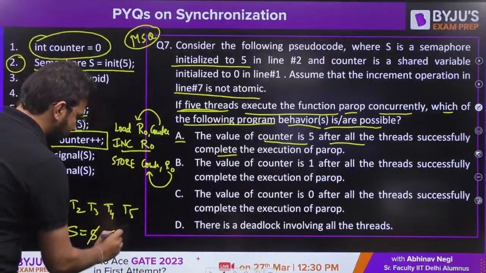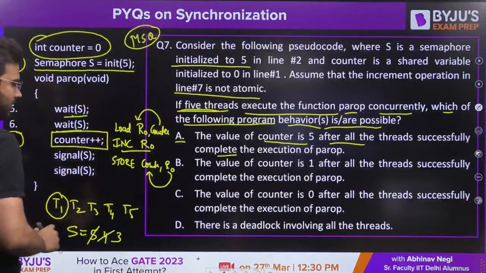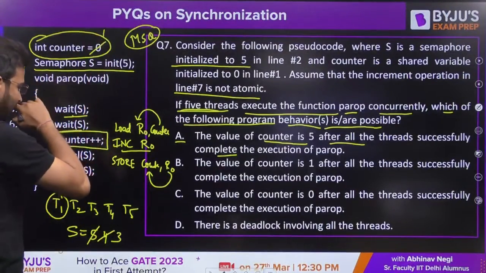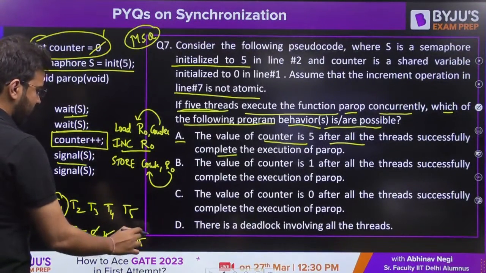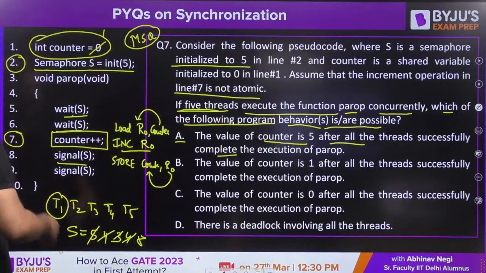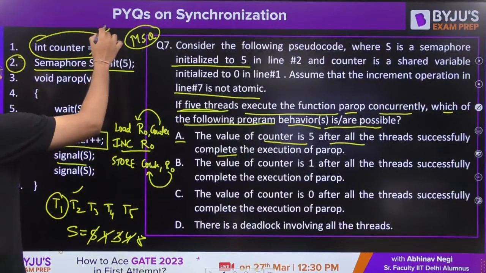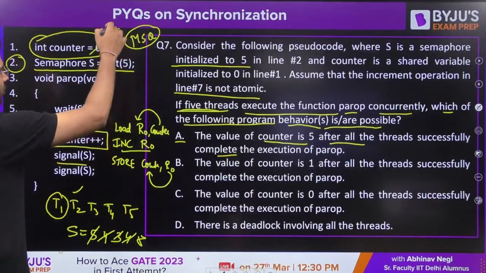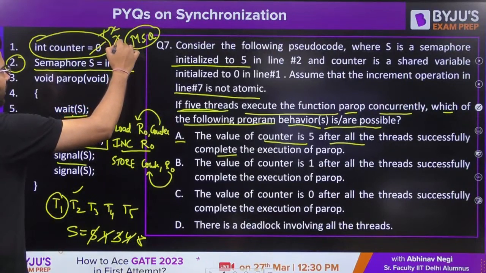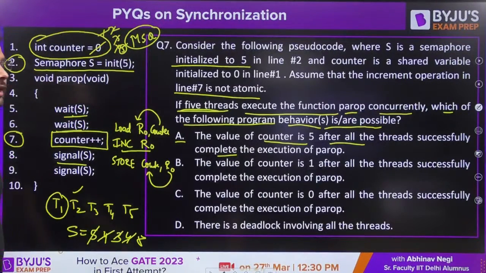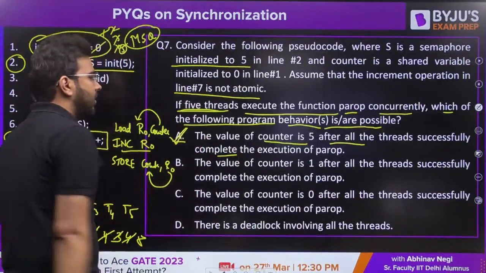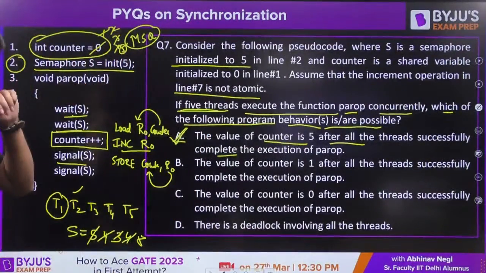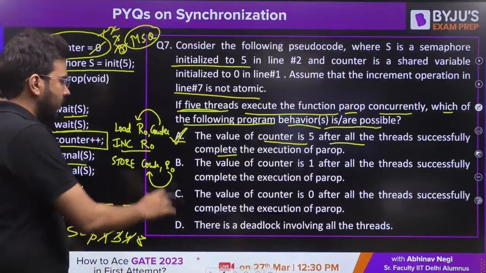Then wait of S, it will make it 3. Counter plus plus, it is going to increment the value of counter to 1. Signal of S, 4. Signal of S, 5. Right? And then T2 appears. So it is going to increment by 2. Similarly, T3, T4, T5. So at the end, yes, it is possible that we can have the counter value as 5. So option A is definitely one of the correct answers.